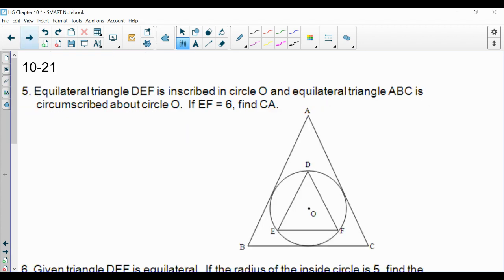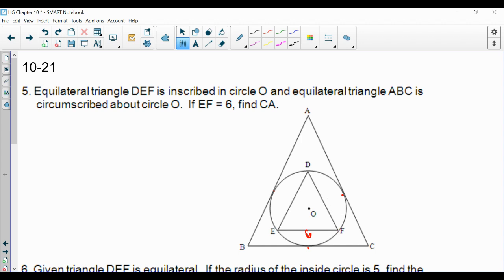All right, number 5. Equilateral triangle DEF is inscribed in circle O, and equilateral triangle ABC is circumscribed. So you can kind of see the difference here. Inscribed means it's inside, circumscribed means it's outside, but the thing is it touches at those 3 points. It's tangent to that circle for all the sides. So EF is 6, so we know it's an equilateral triangle, so we get a lot of stuff there. We want to find CA.